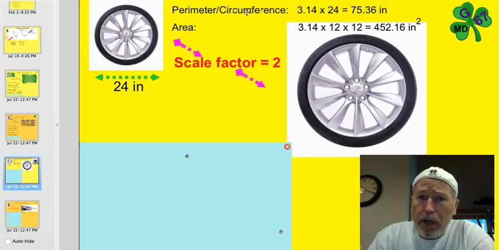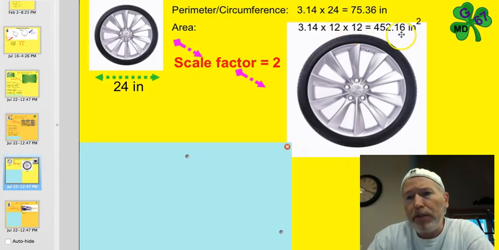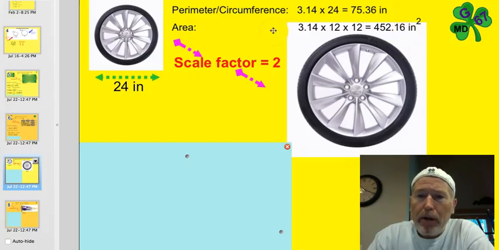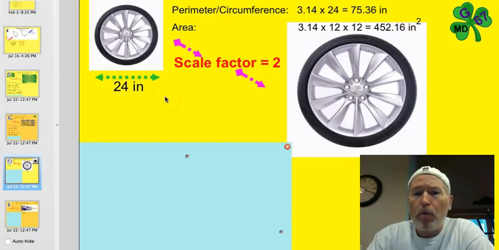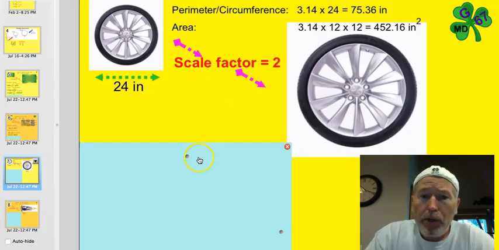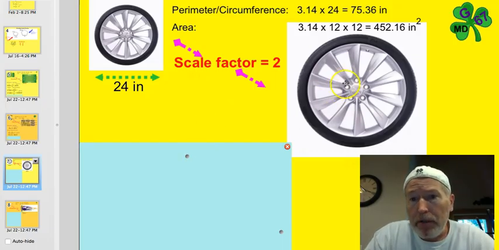So the perimeter or the circumference of this wheel, you take an abbreviation of 3.14 times the diameter, pi d, gives us 75.36 inches. The area of it would be 3.14 times 12 times 12, or pi r squared, which would give us 452.16 inches squared for the area and the circumference of the smaller one. So using the scale factor, we should be able to find the diameter, the area and the circumference of this larger wheel.